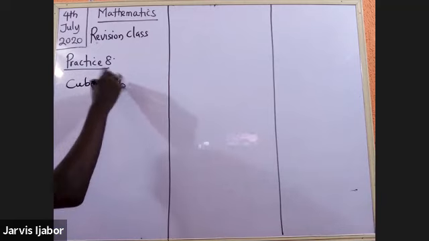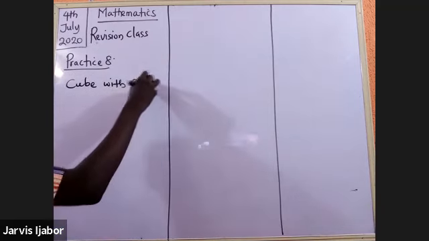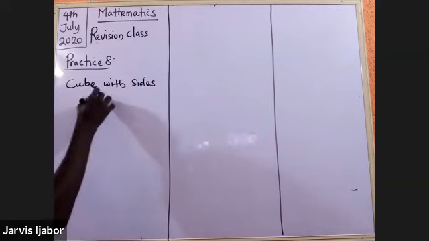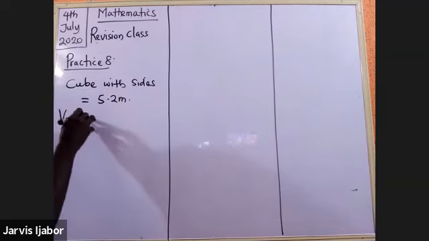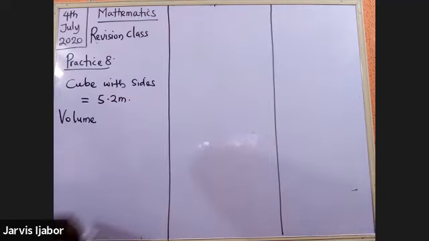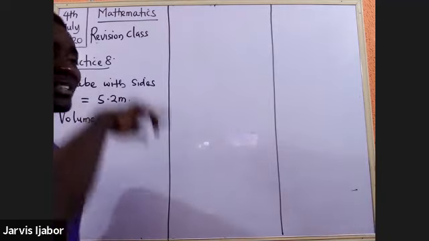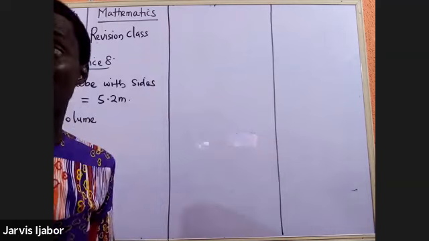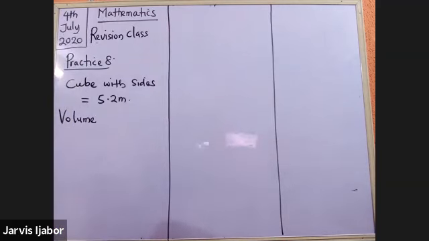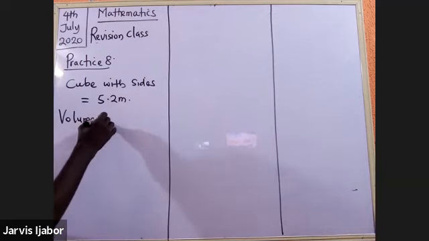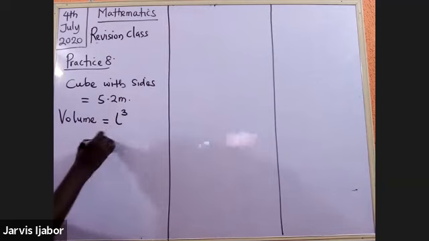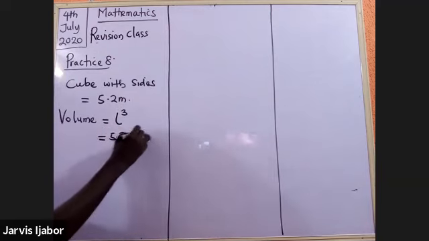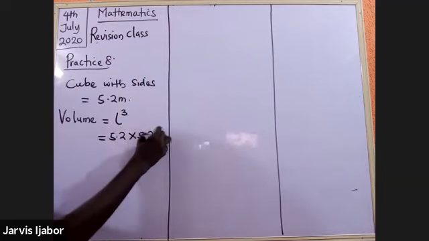with sides equal to what? 5.2 meters. So volume, the fact that they told you that each side is 5.2 should tell you that it's a cube. So that will be equal to what? L cubed. So that will be 5.2 times 5.2 times 5.2.